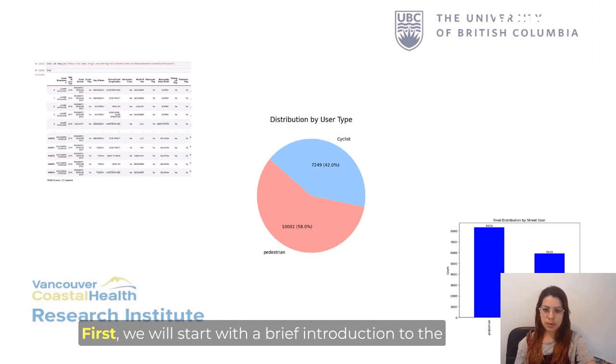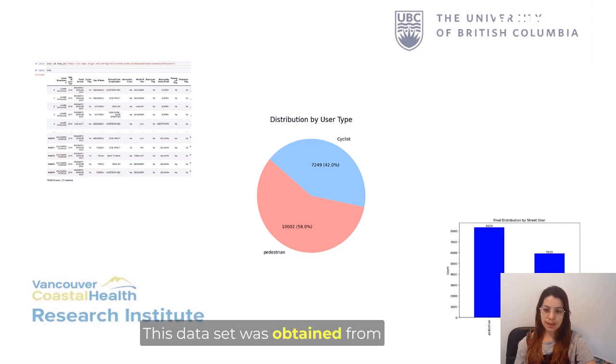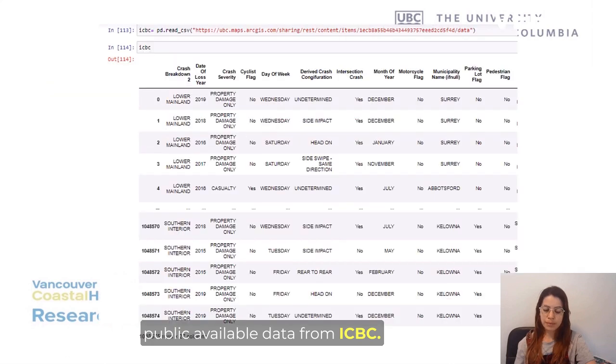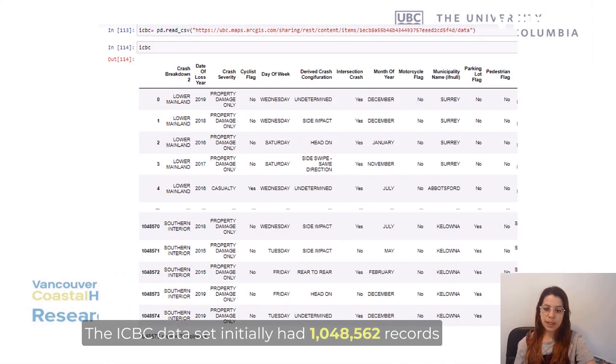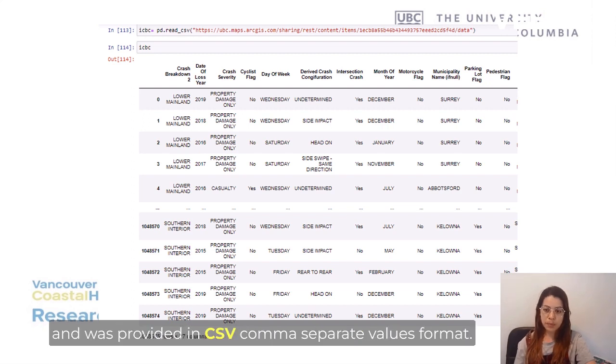First, we will start with a brief introduction to the dataset that we will be using for the evaluation. This dataset was obtained from publicly available data from ICBC. The ICBC dataset initially had 1,048,562 records and was provided in CSV, comma-separated values format.